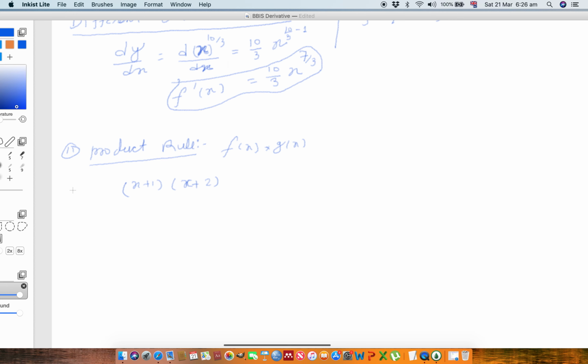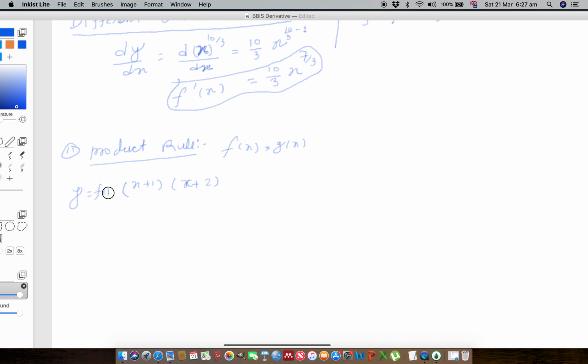solve it? Okay, y is equal to f(x), this is the question we have, and I have taken this question from our textbook, question number 71, product rule. First of all, let me tell you the formula of the product rule.